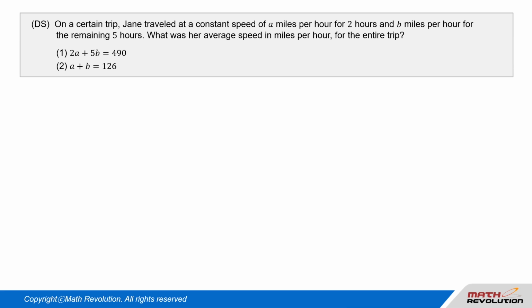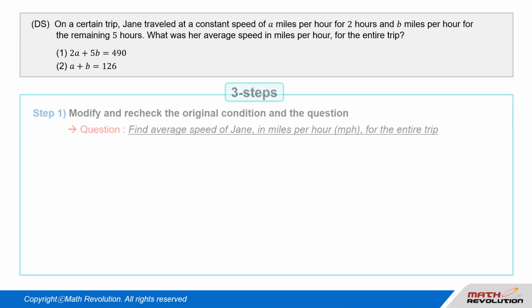Condition 1. 2 times A plus 5 times B equals 490. Condition 2. A plus B equals 126.